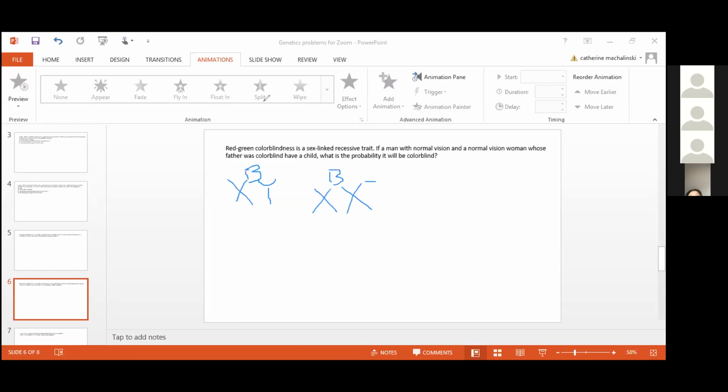So in this case, we know she has a big B because she has normal vision, but we're not sure about the second one. But it then says her father was colorblind. So her father must have been XY because he's a man, and he must have had a little b if he was colorblind. So what did he donate to his daughter? Well, it sure wasn't the Y chromosome because she was a daughter. So he must have donated the X little b to her. So now we can fill that in. She must be X big B, X little b. So now you do your Punnett Square.